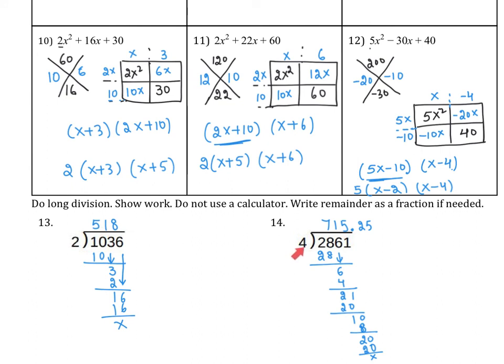For 14, same thing. You are going to multiply something so that it goes under here. So 7 times 4, 28. Bring down 6. 4 times 1 is 4. 6 minus 4 is 2. And bring down the 1 down here. You get 4 times 5 is 20. Now you did not get the perfect answer right now, so you got the remainder 10.